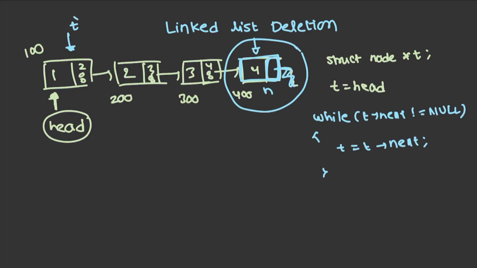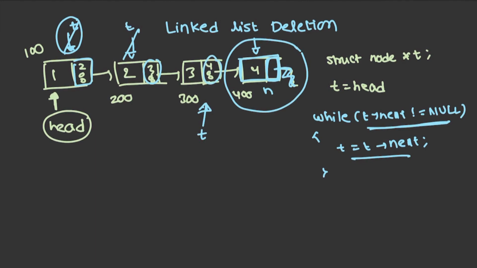So t is initially at this location. Now t arrow next is not equal to null, so t moves to the next location. T arrow next is not equal to null, so t moves to the next location. T arrow next is not equal to null, so t moves to the next location. Now t arrow next equals null. This condition fails, so it comes out of the loop.